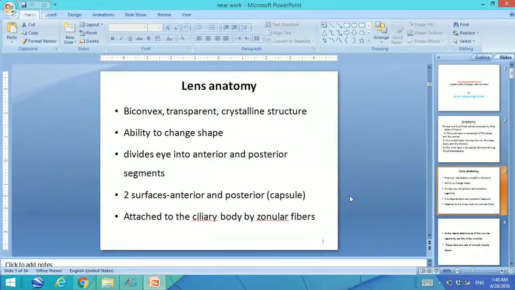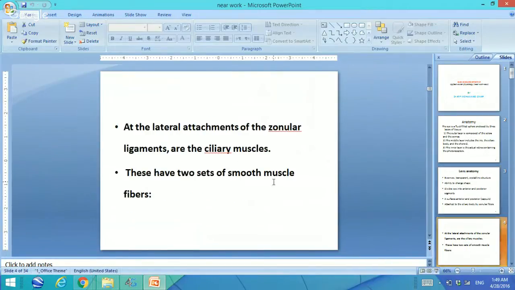In the margin of this surface, there is the ciliary body, attached by zonular fibers to the ciliary body. These zonular ligaments, about 70 zonules, attach the lens to the ciliary muscle.